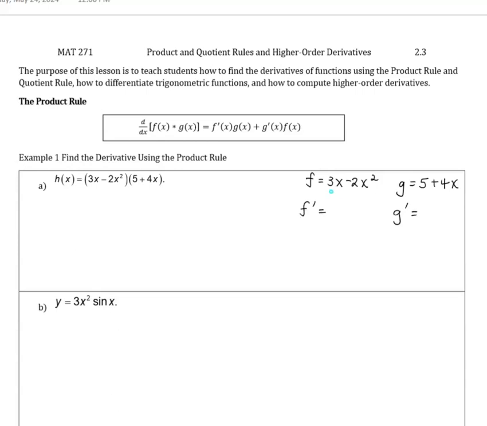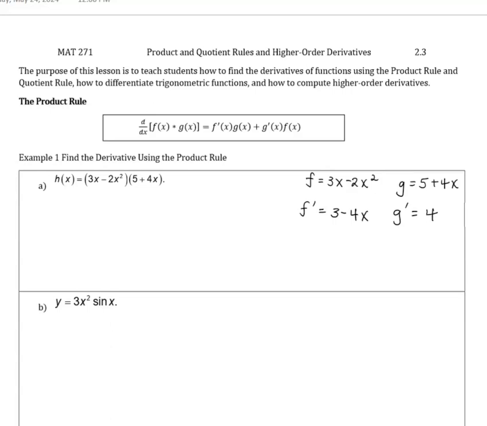Starting with f, the derivative of 3x is 3, constant multiple rule, and then the derivative of x is just 1. To take the derivative of 2x squared, we're going to be using the power rule. We still have that minus sign. The 2 comes down and gets multiplied with the 2 in front. So this exponent came down and got multiplied with that 2 to give us 4. And then the new exponent on x decreases by 1 and is now 1. For g prime, the derivative of 5 is just 0, so I don't have to write that. And the derivative of 4x is 4, because the derivative of x is 1.